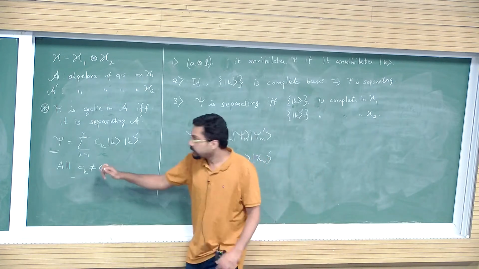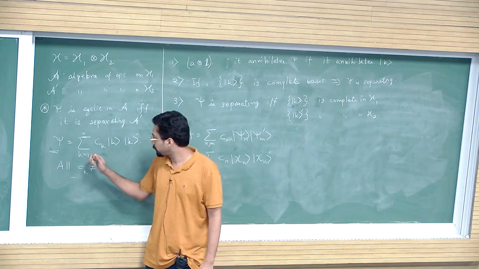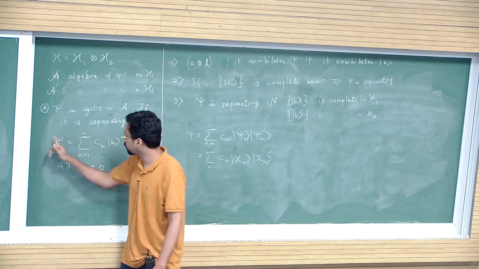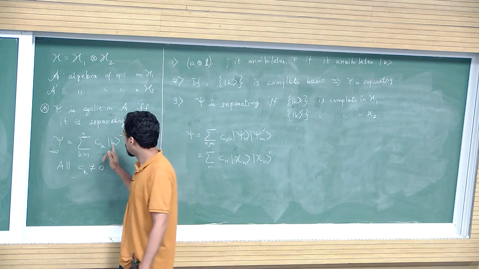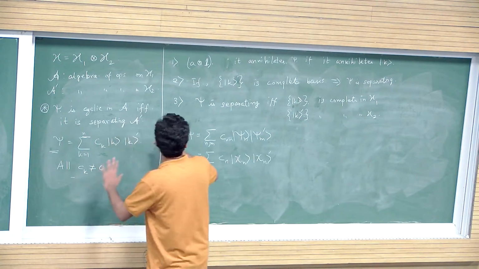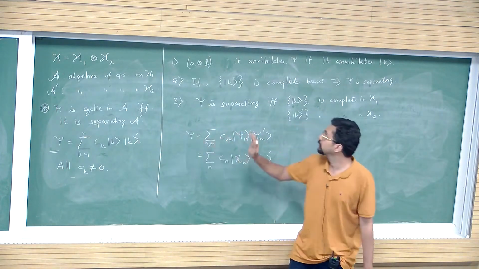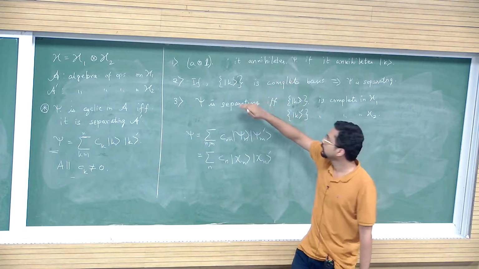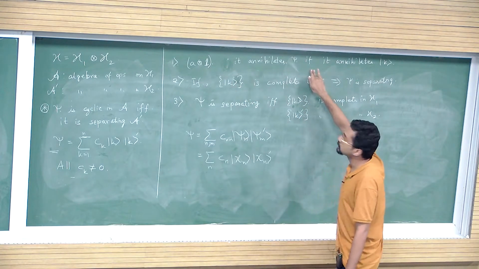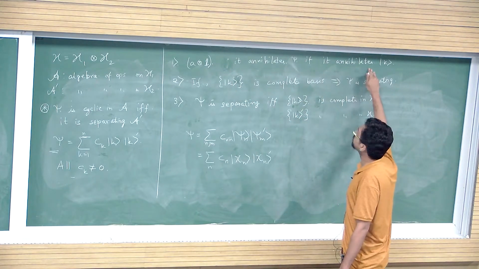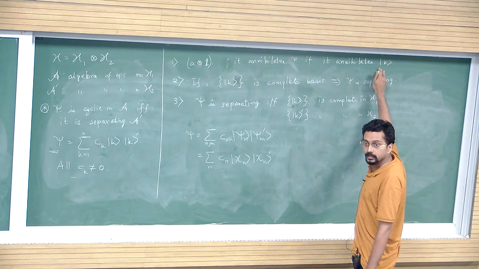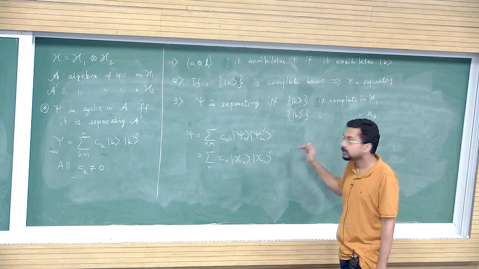So I have started with this absolute generic state. This is my full Hilbert space, and now I am saying that if this operator annihilates psi, then it has to annihilate every vector K. That's only possible if none of the C_n's are 0. Yes.